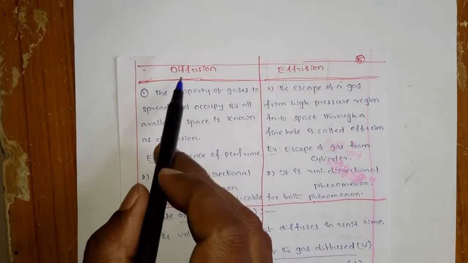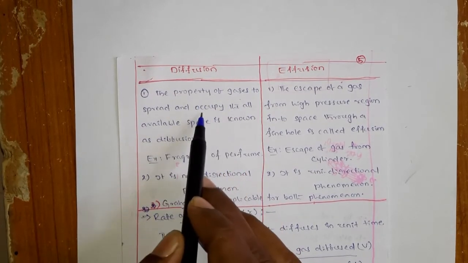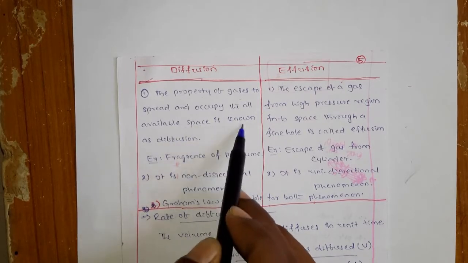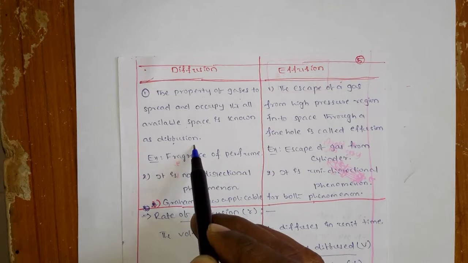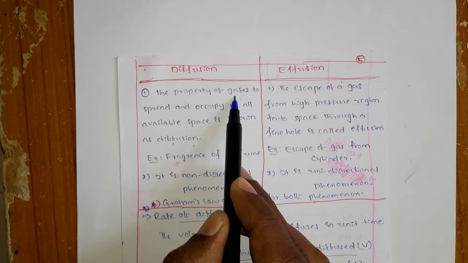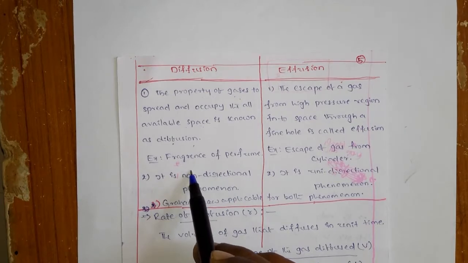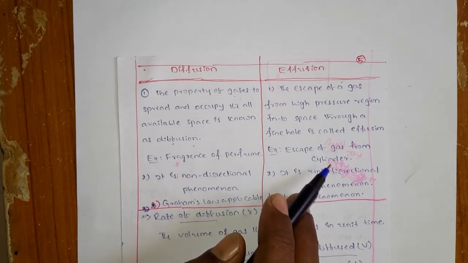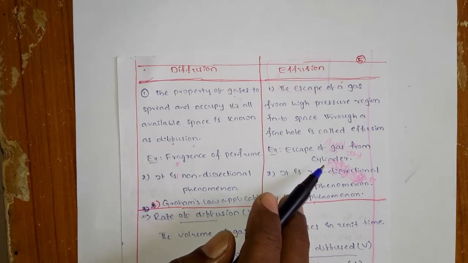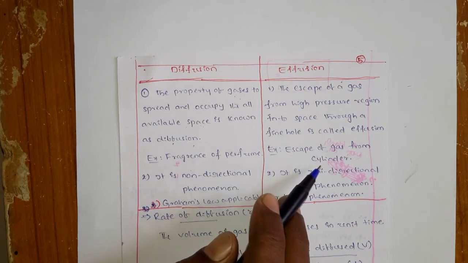It is very simple. Diffusion is a property of gases to spread and occupy all the available space. The example is the fragrance of perfume. In a room, you take a perfume and spray it. What will happen? The fragrance of that spray will reach all portions of the room. That means it will spread and occupy all the available space, and that kind of phenomenon we call diffusion.